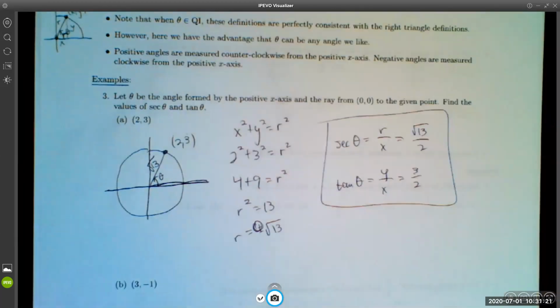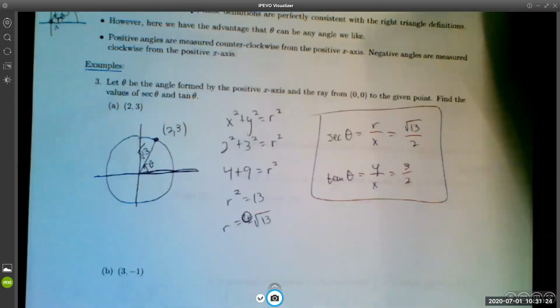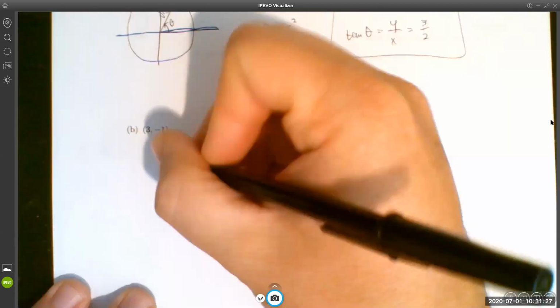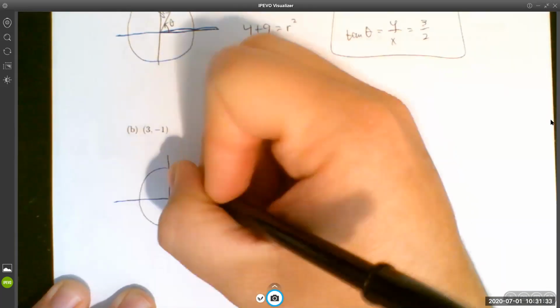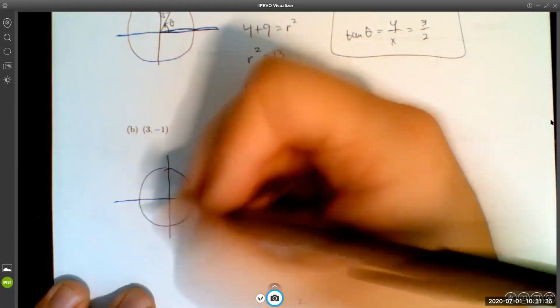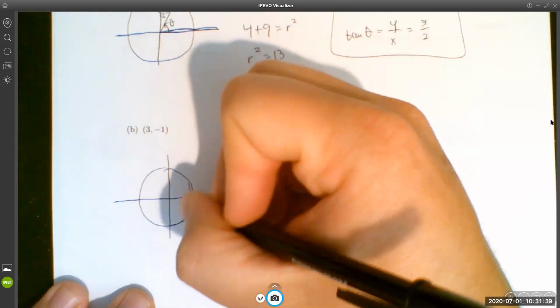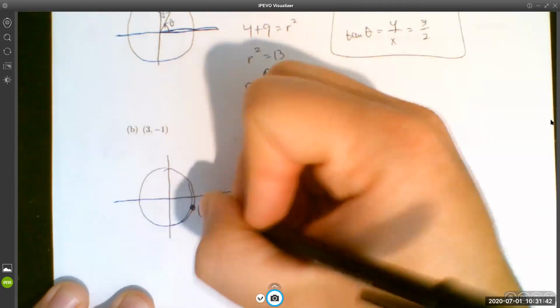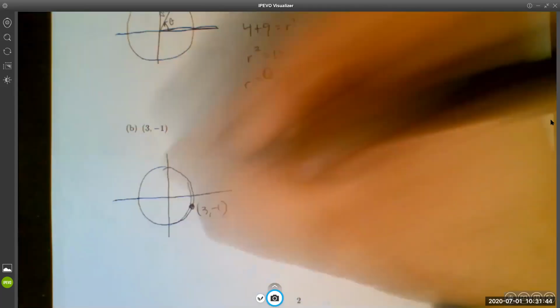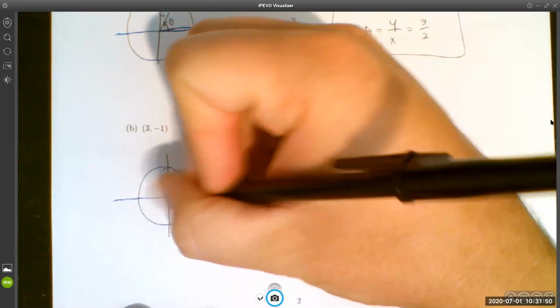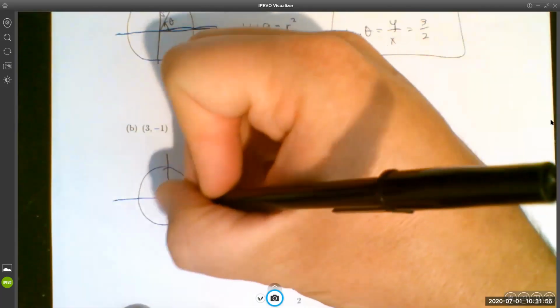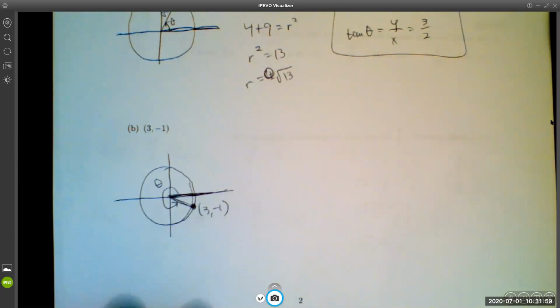Let's see if we can do part B. So we've got the point (3, -1). Oh, my circles keep getting worse and worse. Anyway, (3, -1), so maybe right there. And theta is supposed to be the angle formed by the positive x-axis and the ray from (0, 0) to that point. But remember, theta we're going to measure in this counterclockwise direction. So there's theta right there. It's this really obtuse angle.